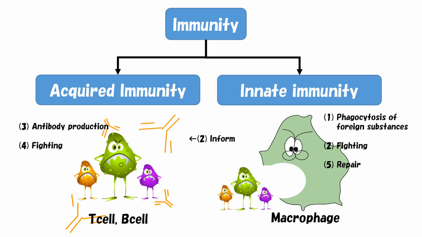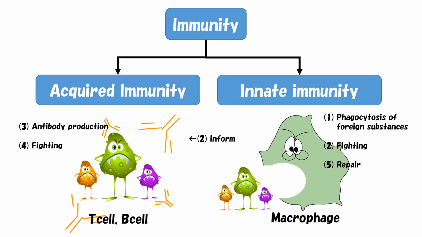The central cells of innate immunity are macrophages, which, 1. Kill viruses or cells infected with viruses by eating. In addition, 2. They sometimes respond by secreting substances, called cytokines, that kill viruses and infected cells. At the same time, 3. It informs the acquired immune side of virus entry along with its characteristics.